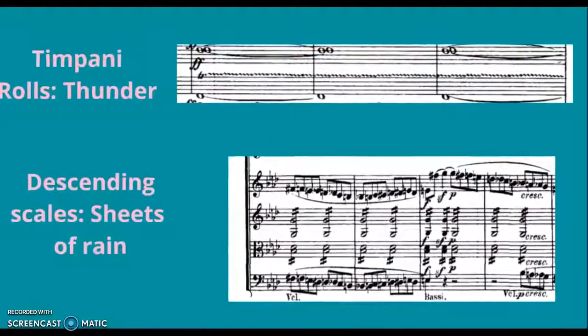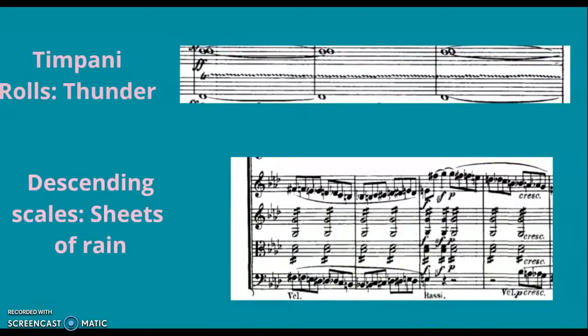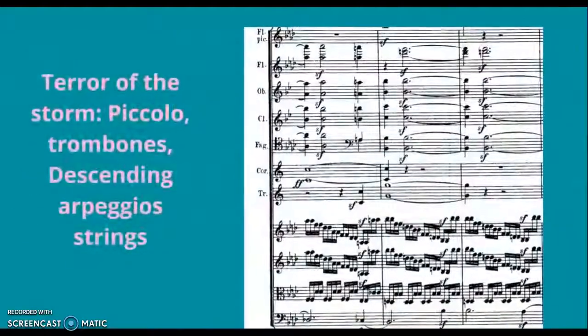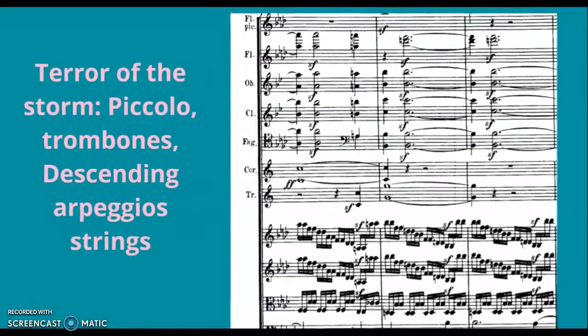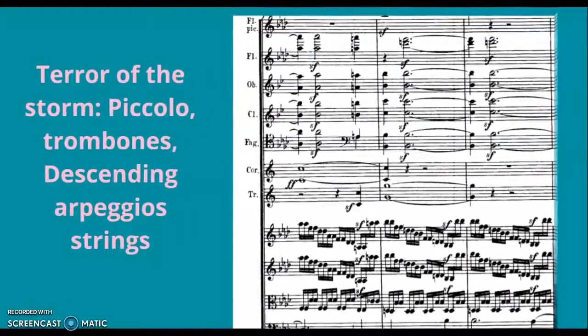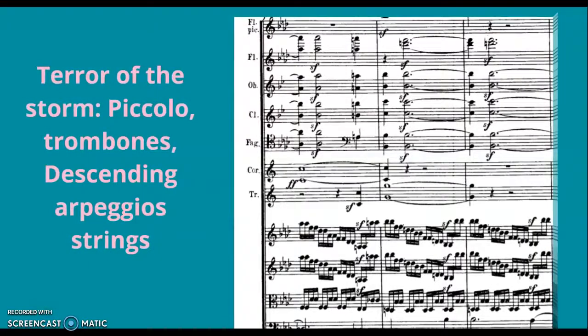Sheets of rain are depicted by descending scale passages. For the terror of the storm, he makes use of piccolo with high shrill notes and diminished chords. He also uses 2 trombones to intensify and darken the mood. Lightning strikes are represented by the descending arpeggios on the strings.